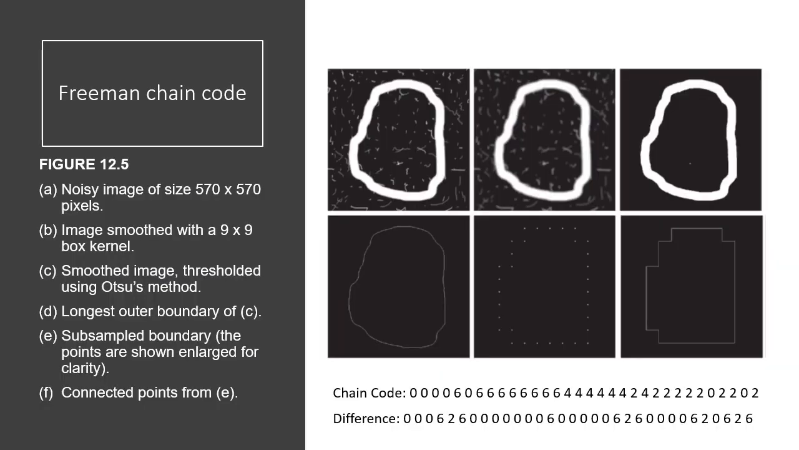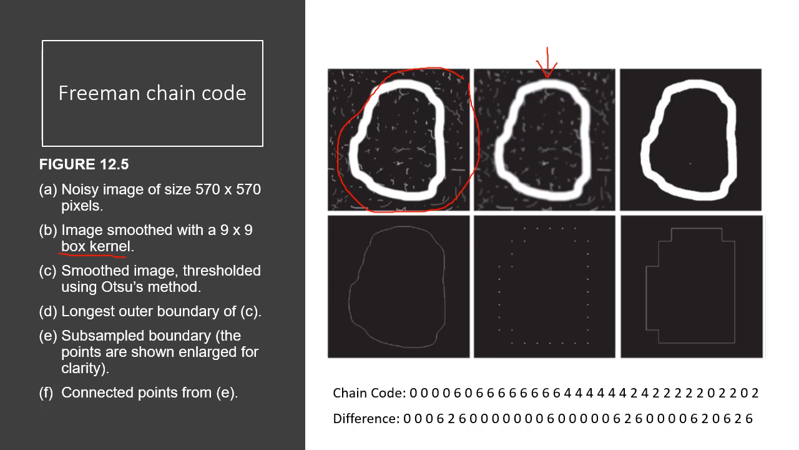Okay, this is a more realistic example of how we extract the Freeman chain code. So we start with the object on the top left corner, and then we smooth the object using the box kernel or averaging kernel of size 9 by 9. Now for different situations, we might need different sizes of the kernel.